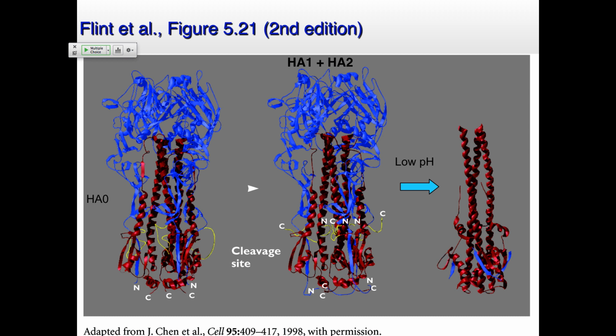endosomes acidify. And this is one of the ways that endosomes normally work in cell biology. It's to help break down whatever's come inside the endosome, usually going to be food. But when you have that change in pH, the virus recognizes that change in pH by causing a change in the structure. Let's go back to this.